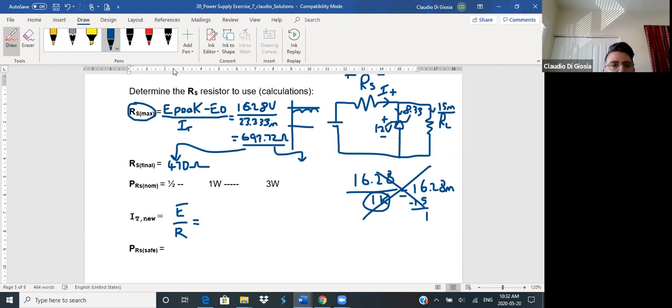So actually, let me just clean this up a little bit. I'm going to be more specific with what this is. What is the E? For now, I can even call this ERS, okay? But what is ERS? ERS is basically E peak minus EO, which I've already worked out right up here, 16.28 volts.